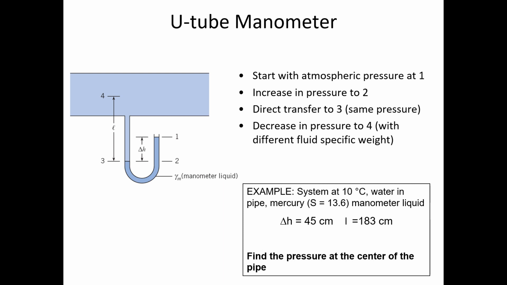What if we had a delta H is 45 centimeters and L is 183 centimeters? Well, the first thing we need to do is change from units of centimeters to meters. I'll always be giving you the wrong units just so you get in the habit of double checking to make sure what it actually needs to be.